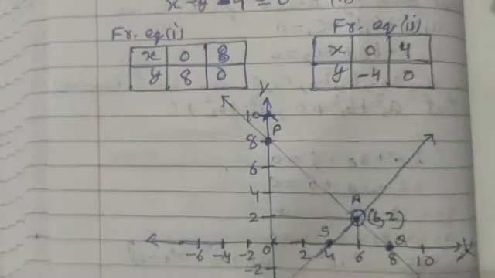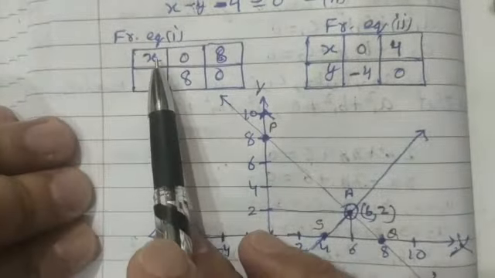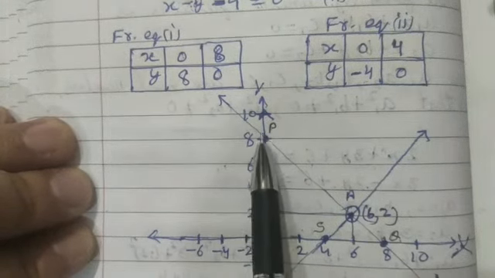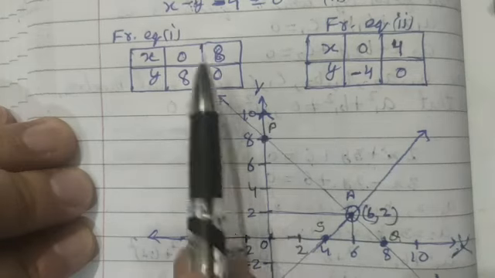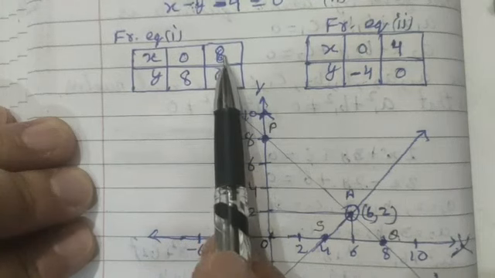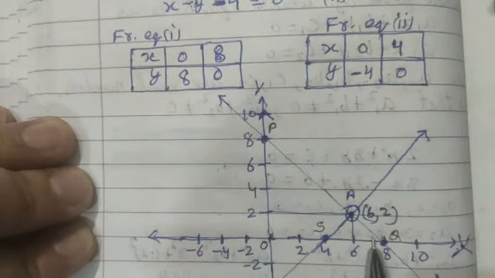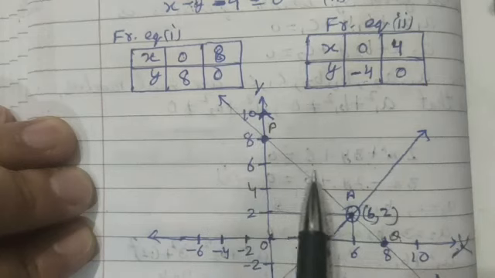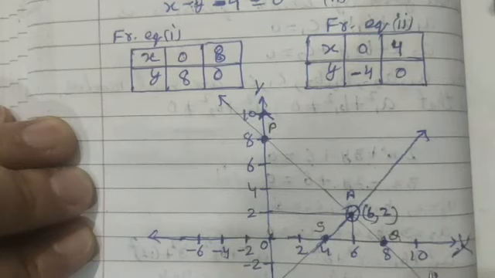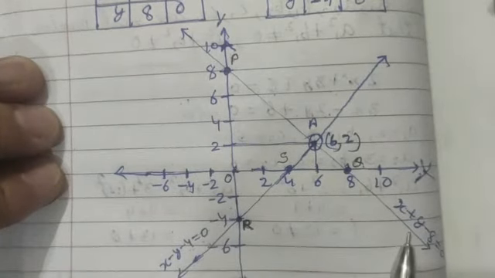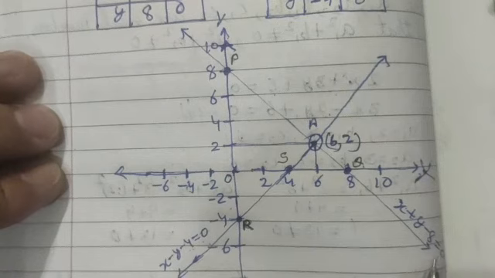Now first point, from equation first, we are getting value of x, y as 0 and 8. If x is 0, then y is 8. This point P is the point 0, 8. Second point is 8, 0, value of x is 8 and y is 0. That is our point Q. Now if we join this point P and Q and produce them, it will give the graph of first equation, that was x plus y minus 8 equal to 0.